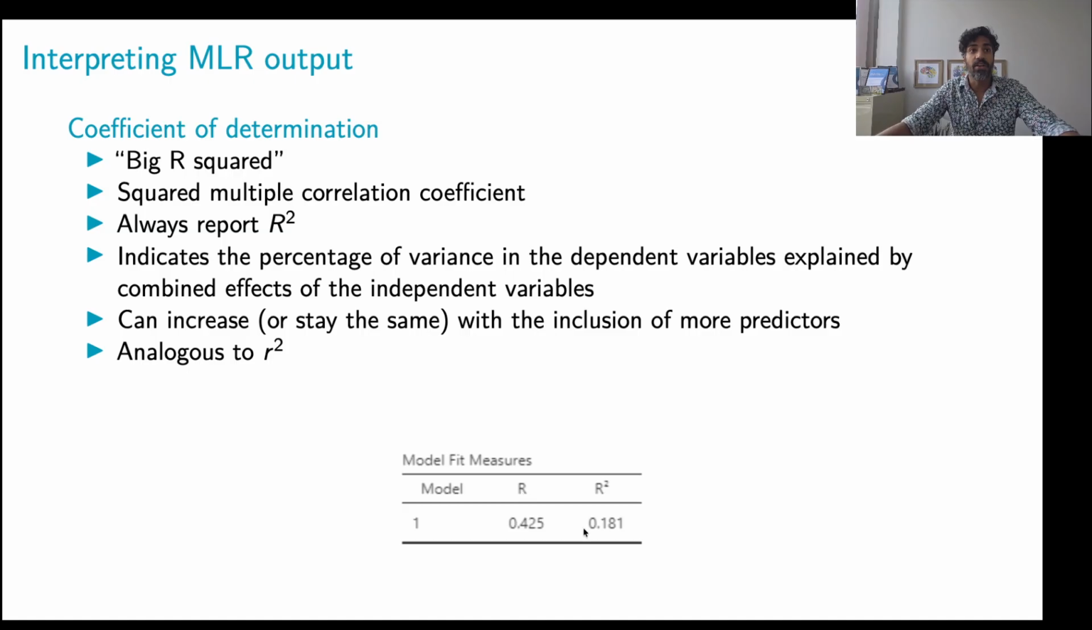So big R squared, that's your coefficient of determination. It's the square of the multiple correlation coefficient. You always want to report the R squared: how much variance in the dependent variable is accounted for by the model that you have. It indicates the percentage of variance in the dependent variable explained by the combined effects of the independent variables. It can increase or stay the same with the inclusion of more predictors, and it's analogous to little r squared here. You can see both, and they're pretty much the same thing.